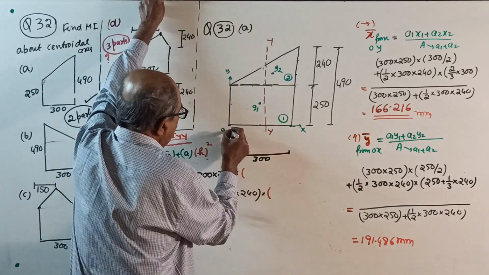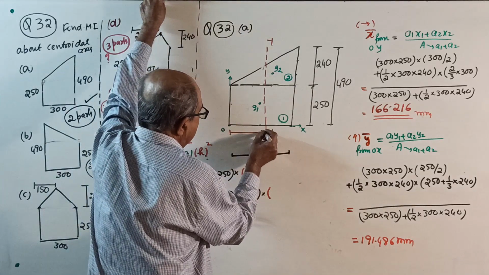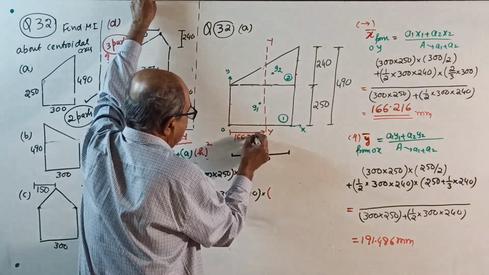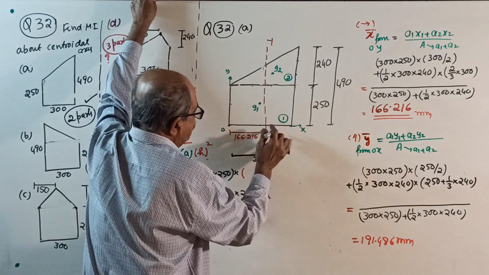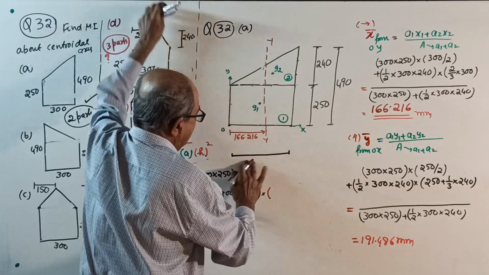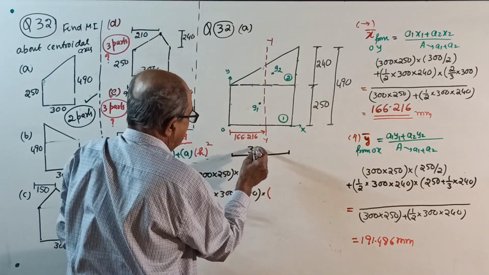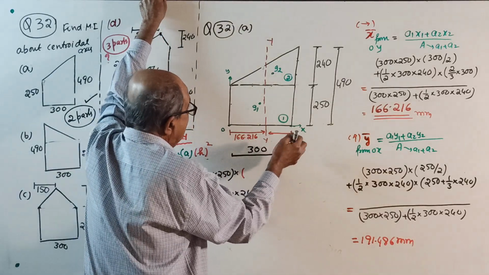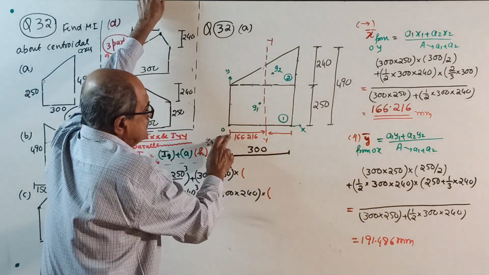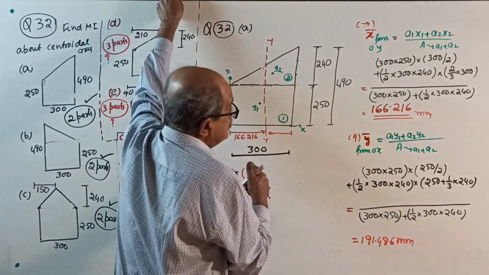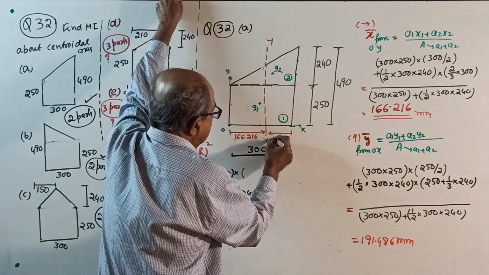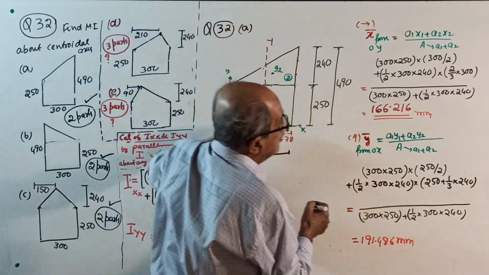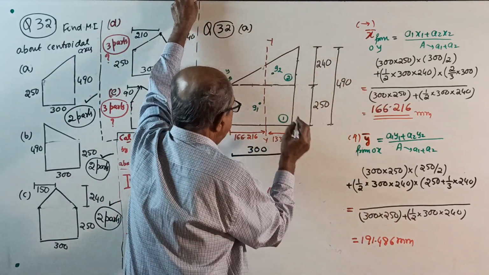Now mark here. From here, you got x bar. This is your x bar equal to 166.216. So this is YY axis. So 300 I can write bigger, no problem. Space is there. From that side, if you want to calculate, it is from total 300, subtract 166.216, 133.784. Okay. This is clear.